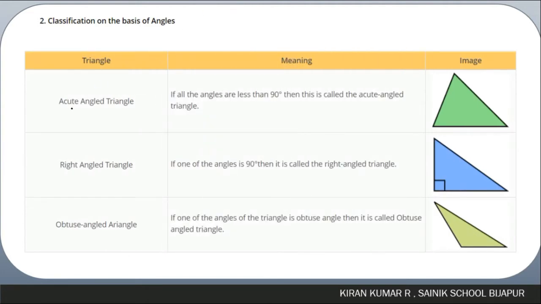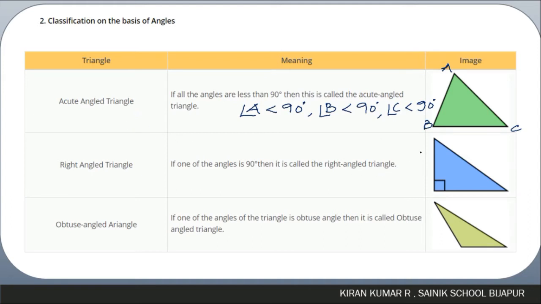Here, first one, acute angled triangle. If I name the triangle as ABC, here angle A is less than 90 degrees. Angle B is also less than 90 degrees. Angle C is also less than 90 degrees. If all the angles are less than 90 degrees, then it is called an acute angled triangle.